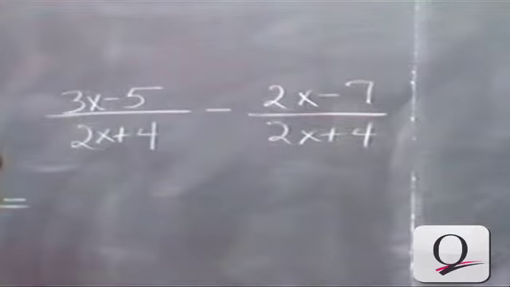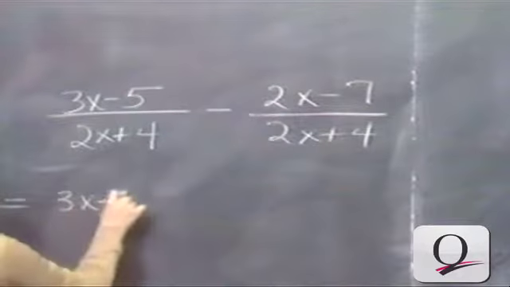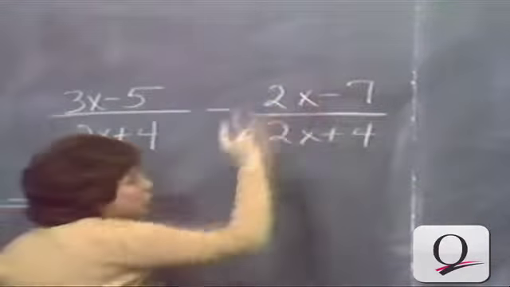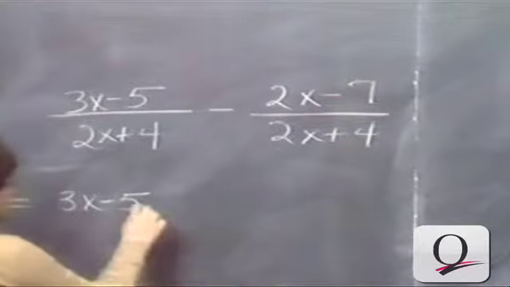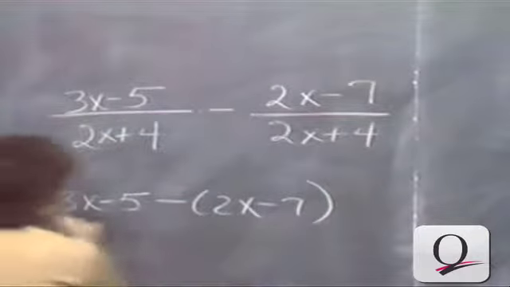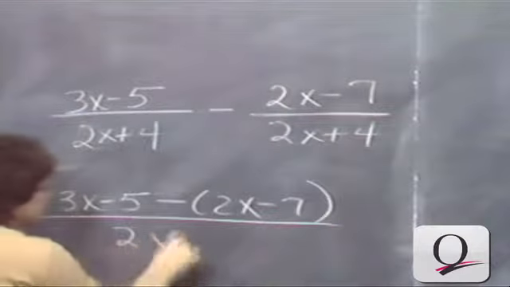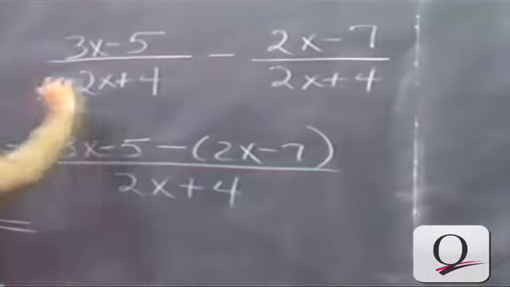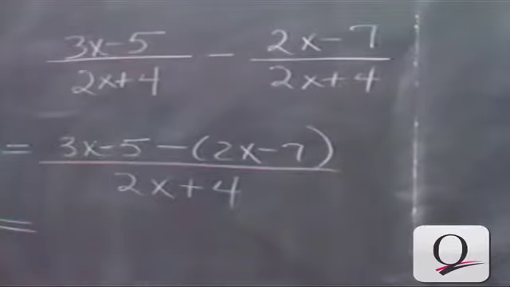Now you have to be careful here. You'll need parentheses because the second fraction here has more than one term in the numerator. So when you're subtracting, it has to be done like this. The 2x minus 7 has to be in parentheses. You're going to subtract the numerators and put them over the common denominator.